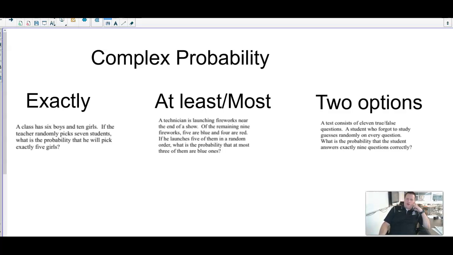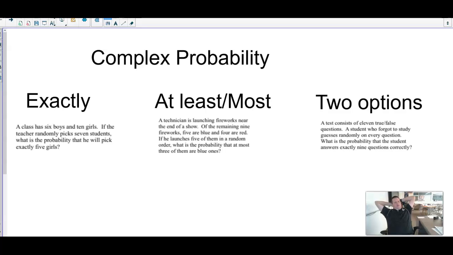Okay, so we're going to use our combinations and permutations to solve a little bit more complex probability. You'll want to make sure you've seen the video on permutations and combinations before you do this one, otherwise this one won't make too much sense.